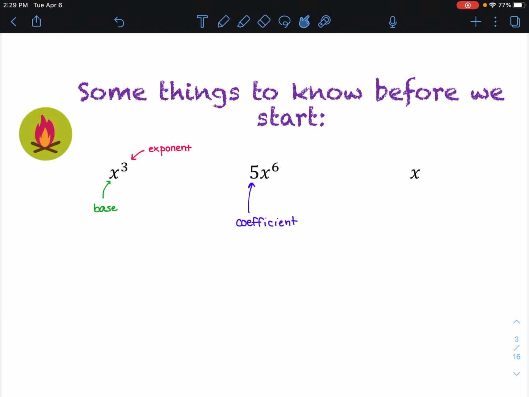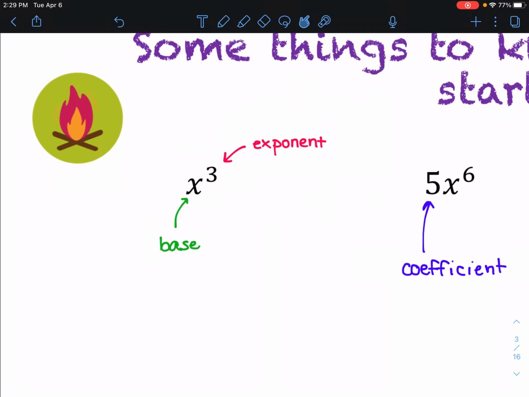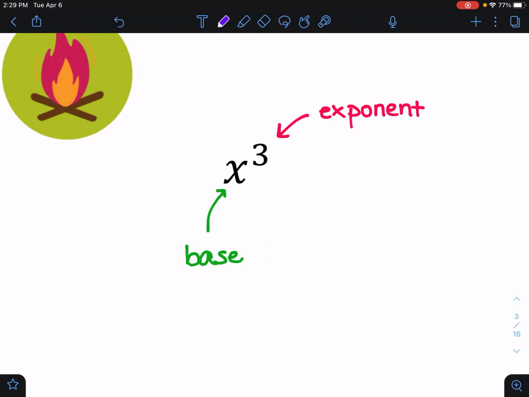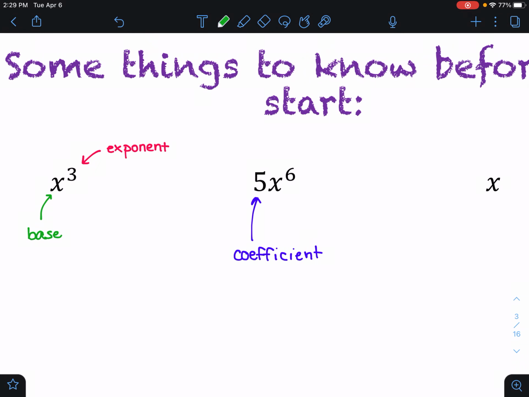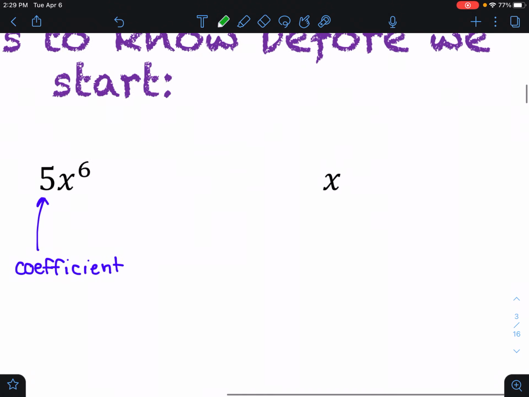Some things to remember before we start here. Just a quick reminder that the thing that's down here, that's called a base. So in this case, x is our base, and the 3 there is called an exponent. When you put them together, x to the third power, this is called a power. Also, a reminder that the number in front, so this is multiplication, this is really 5 times x to the 6th. We would read it as 5x to the 6th. But that 5, that number in front, is called a coefficient. So those things will come into play today.